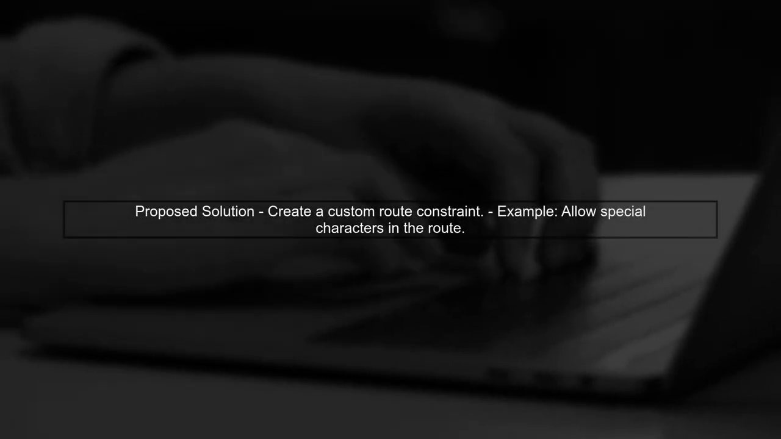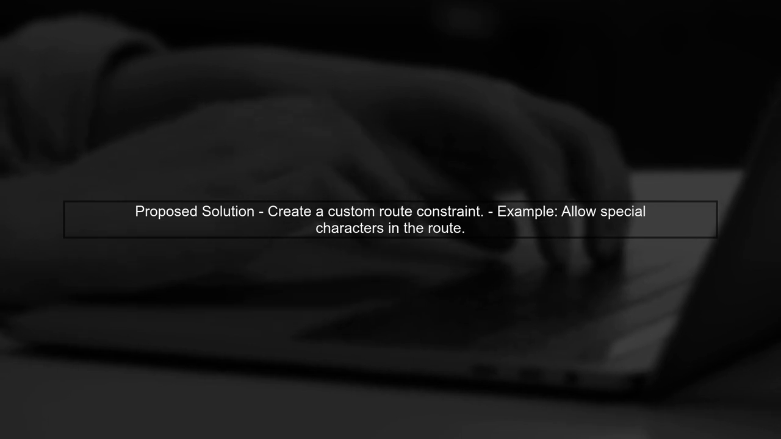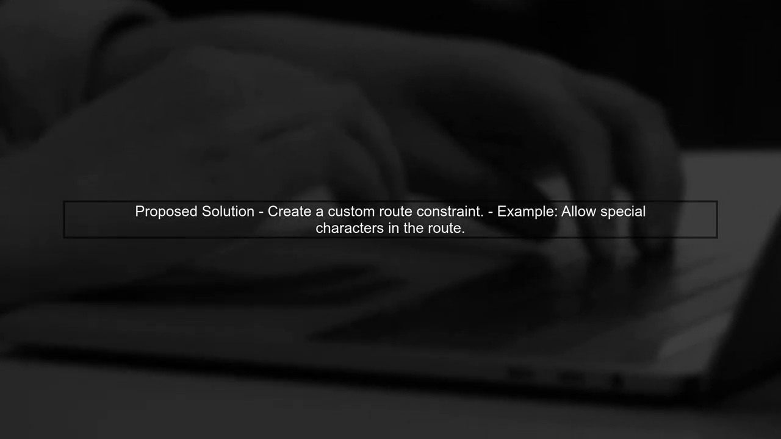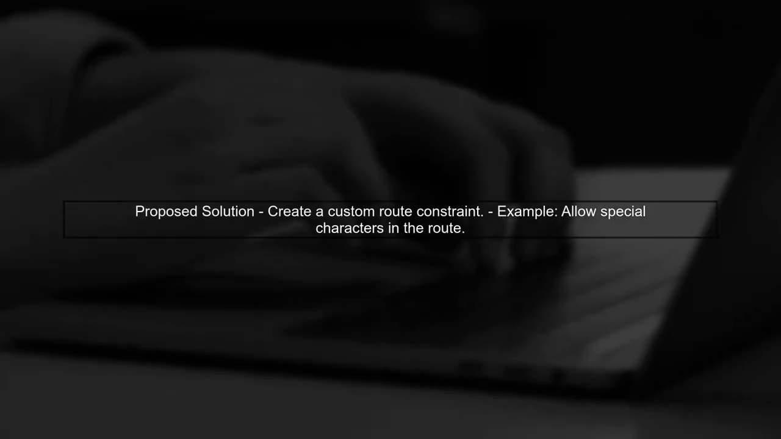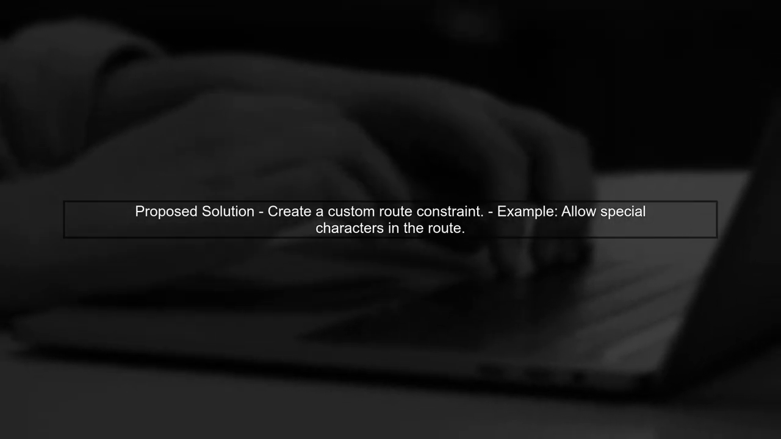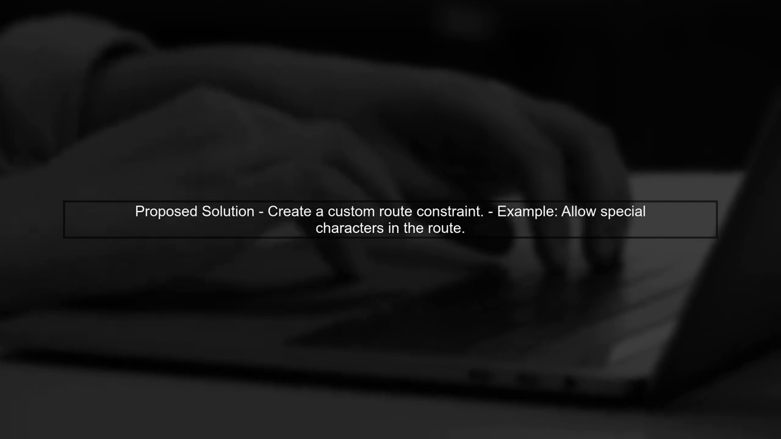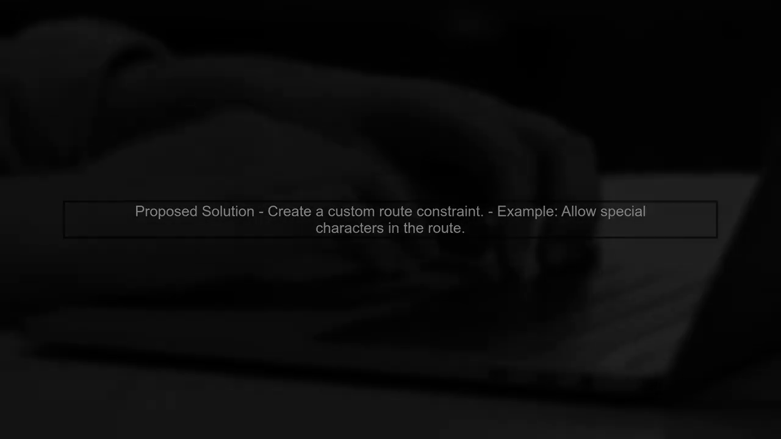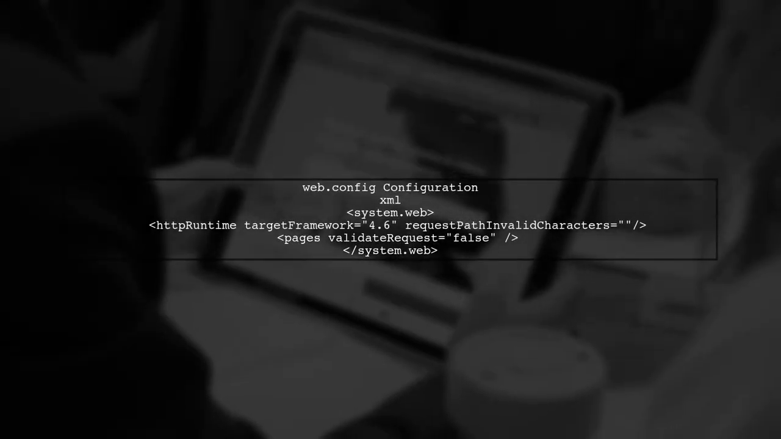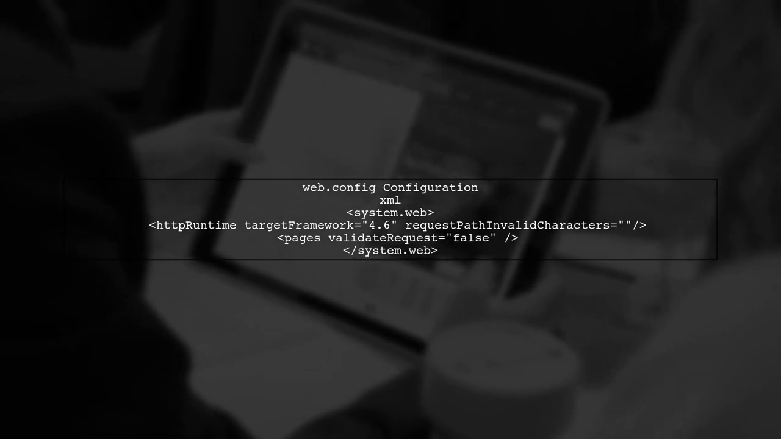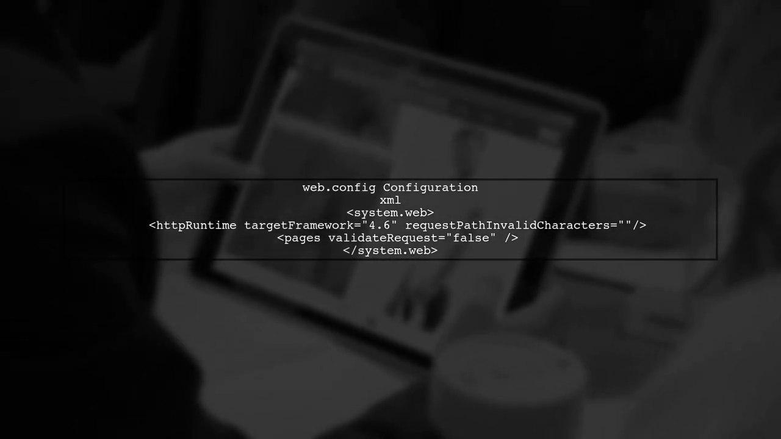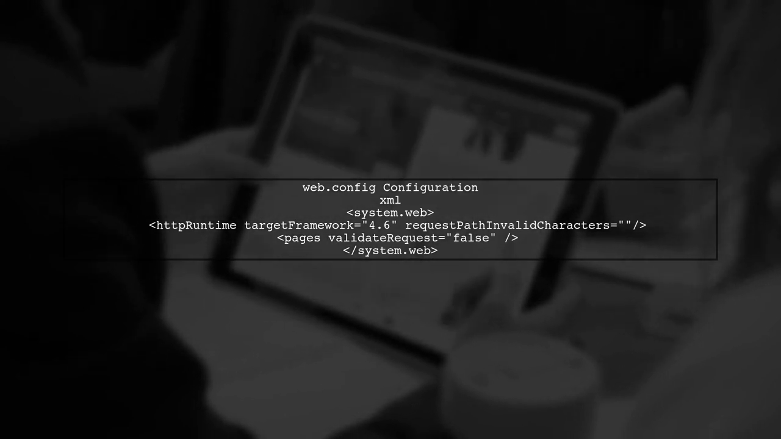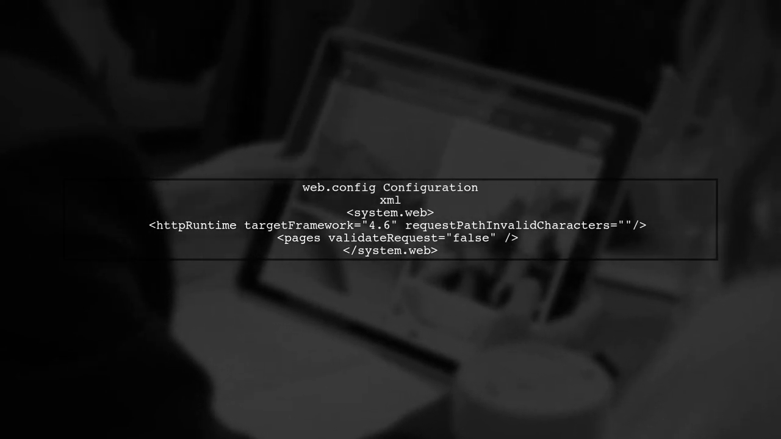To fix the 404 error, you can modify the route to explicitly allow special characters. One approach is to use a custom route constraint that handles these characters correctly. Additionally, ensure your web.config settings are correctly configured. The request path invalid characters attribute should be set to allow special characters.